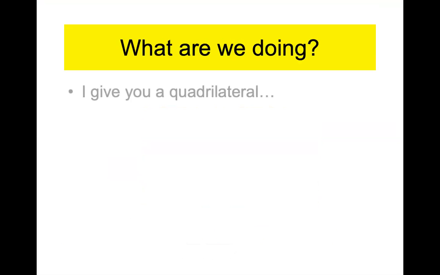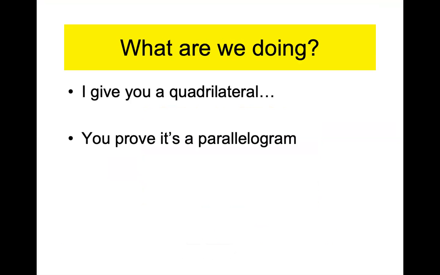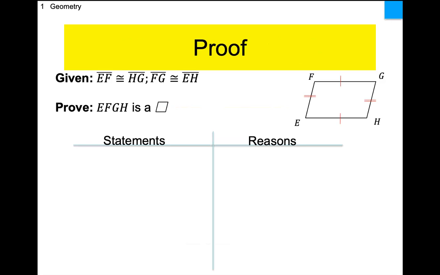So I'm going to give you a quadrilateral. You're going to prove it's a parallelogram. There are 5 ways to do it. The first way is the definition. There's an easier way to do it. One of the easier ways is the next one we're going to prove: if opposite sides are congruent, then it's a parallelogram. It's the converse of the theorem we had. So we need to show that this is a parallelogram.